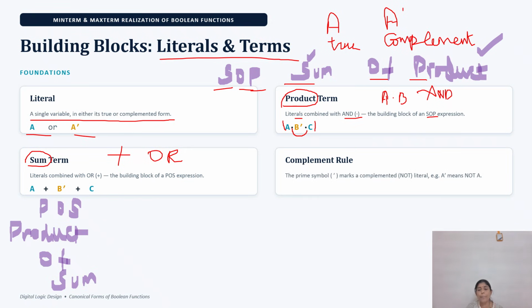Next it is a complement rule, right? What is a complement rule? What is actually a complement? Dash. B converts to B dash. That is a complement. When will you get that complement? Whenever you are using a NOT gate. So the prime symbol, the dash, marks a complemented literal. Example, A dash means not A. Right? So these are the building blocks, the literals as well as the terms.